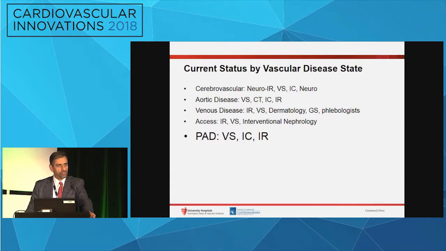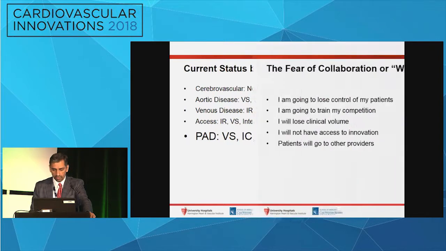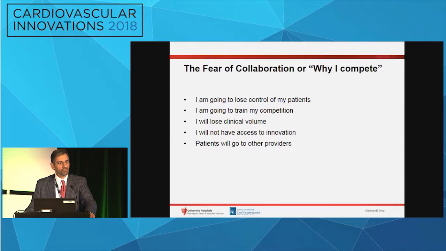Well, if you look at cerebrovascular disease, you have neurointervention, vascular surgery, interventional cardiology, and neurology. In aortic disease, you have vascular surgery, cardiac surgery, interventional cardiology, and interventional radiology. In venous disease, you have an even bigger group of people, including general surgery and phlebologists and dermatologists. In AV access, also a pretty significant Venn diagram with radiology, surgery, and interventional nephrology. And when we get to peripheral arterial disease, at least in our region, it's mostly vascular surgery, interventional cardiology, and interventional radiology.